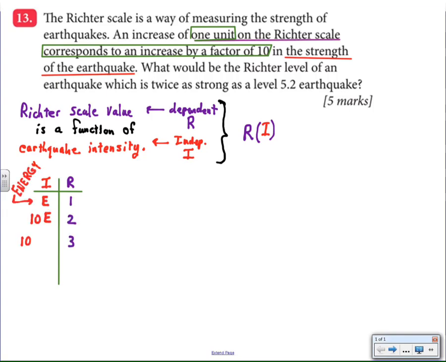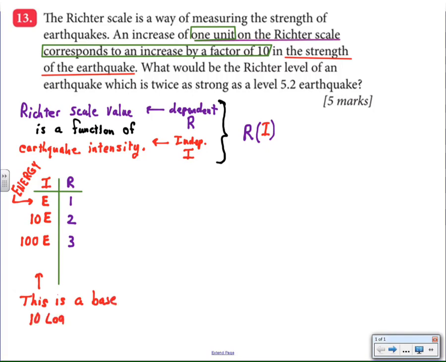When it says corresponds to an increase by a factor of 10, I could actually develop a T-chart where I have the energy that one earthquake creates to make a 1 on the Richter scale. Now, I don't know how much that is, but what a factor of 10 means is 10 times that energy is required to cause the scale to go up to a 2. 100 times that energy is required to get the scale to go up 1 more. So that's what it means by corresponds to an increase by factor of 10.